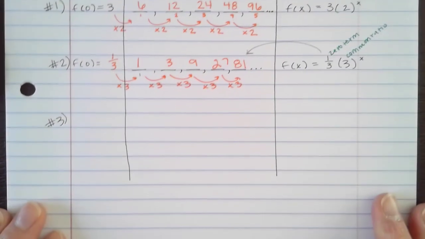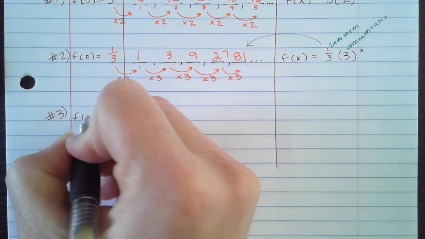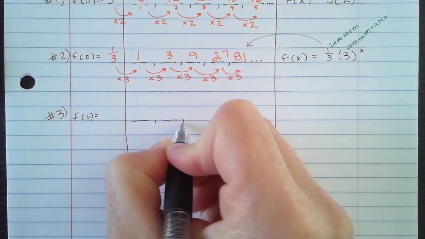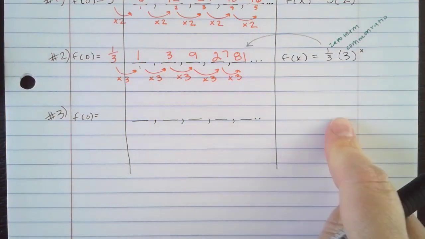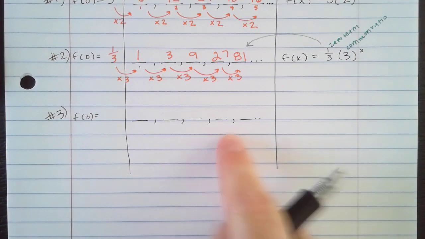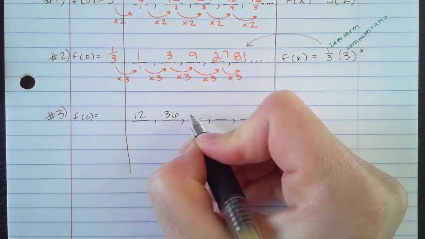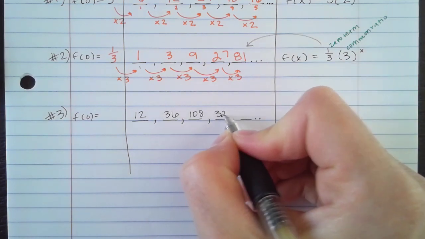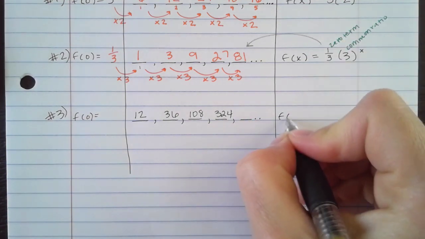I'm definitely going to run out of room. Maybe I won't. Maybe we'll squish it. So I'm not going to give you the zero term. I do want you to fill that out on your own. But what I'm going to give you instead of the actual function over here is the pattern, which is 12, 36, 108, 324, and I'm not going to fill that in. That's going to be something else you need to fill in.